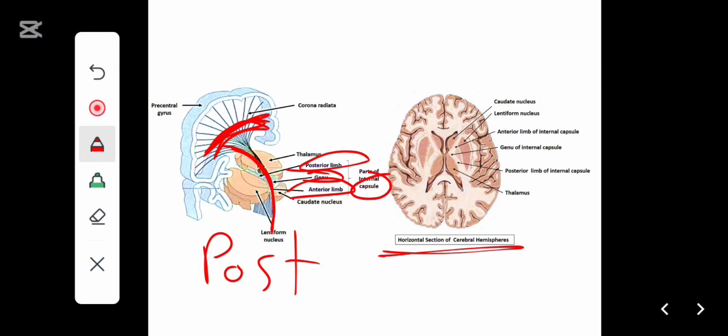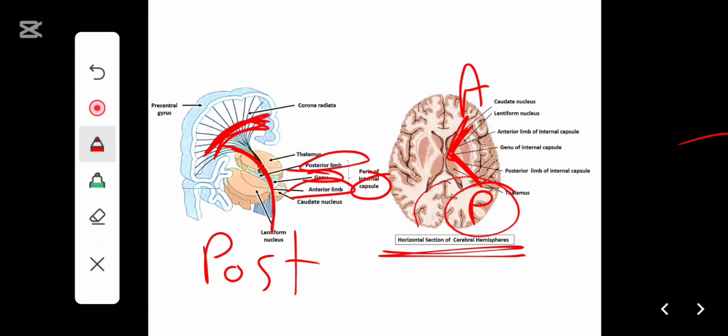Looking at it from a different view, a horizontal section of the cerebral hemispheres, this here is your internal capsule. This is the posterior limb and this is the anterior limb. In the posterior limb is where the descending tracts pass through. So we'll only have motor manifestations in a patient if they have a lesion in the posterior limb, not the anterior limb. So we have it being like that.